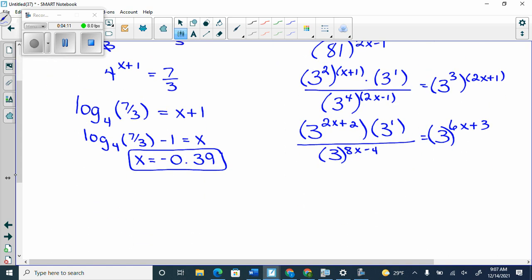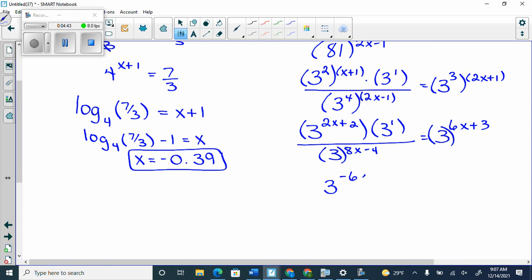Now, the left side has to get all put together before I can even drop the exponents down, right? Because I have to have 3 to the something equals 3 to the something before I can say the exponents are equal. Some people try and do it earlier, like they'll go 2x plus 1 or plus 2 times 1 over. No, you can't do that. You have to put that all together first and get 3 to the something before you can set the exponents equal. Okay? So I add exponents on the top. I get 2x plus 3. So I have 2x plus 3 minus 8x minus 4. So what's 2x minus 8x?